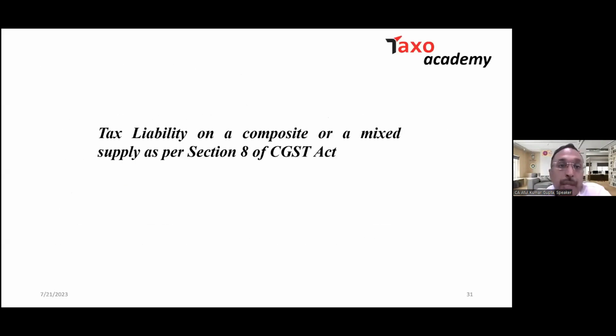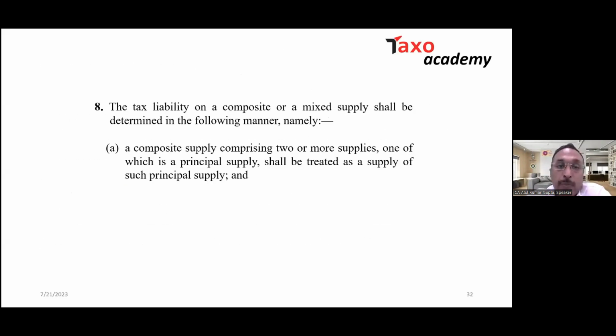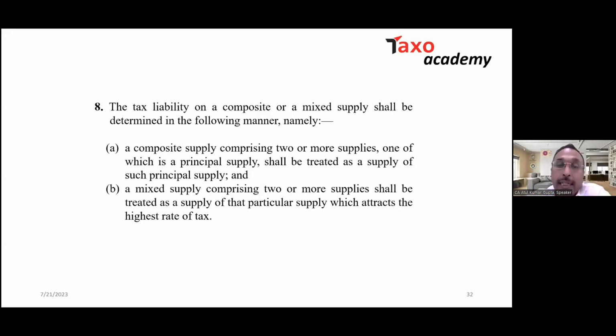We discussed that. I discussed with you the mixed supply and the composite supply also, meaning thereby in case there is a natural bundling of the two activities, it will be called a composite supply. But in case there is an artificial bundling of two different supplies for a single rate, it will be a mixed supply. And in that case, the highest of the rates of the two supplies which we are doing will be applicable.